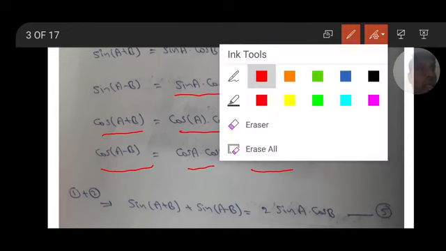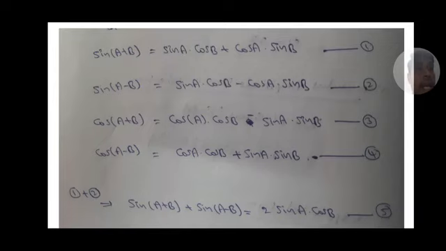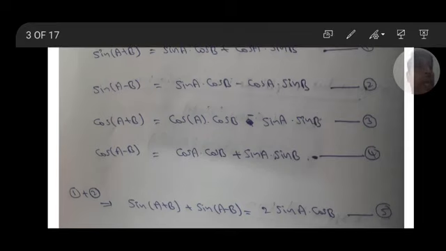These four formulas we already know: sin of a plus b, sin of a minus b, cos of a plus b, cos of a minus b. I have taken them as equation 1, equation 2, equation 3, equation 4. I am adding 1 plus 2. Adding sin of a plus b plus sin of a minus b, the LHS will be sin of a plus b plus sin of a minus b.